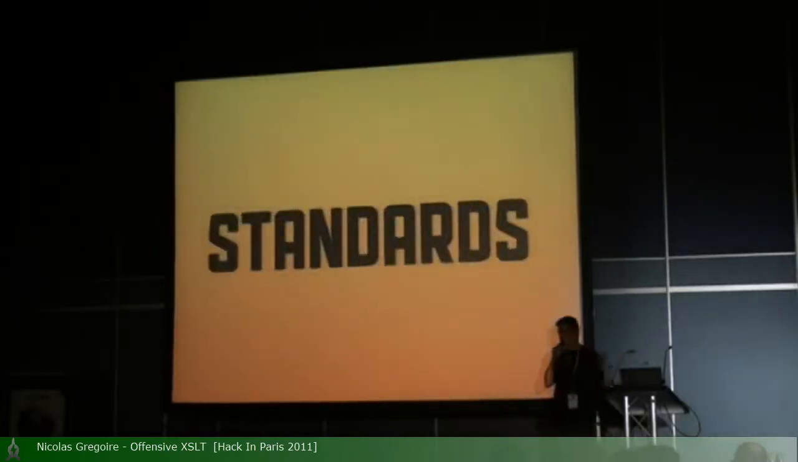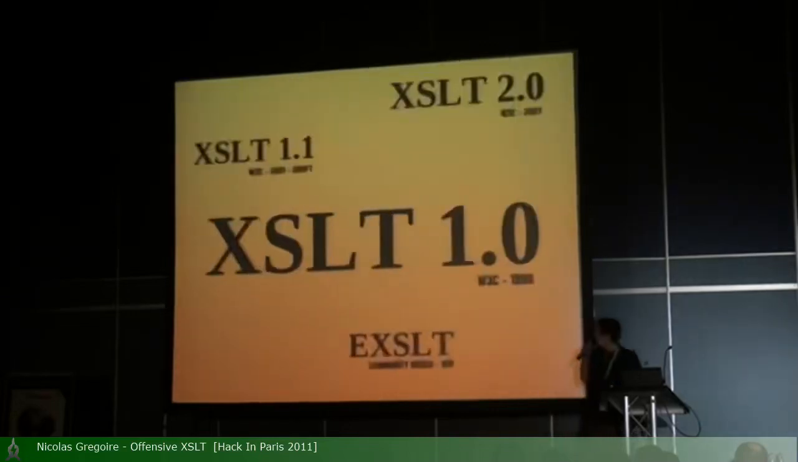So we have two kinds of features in XSLT engines. We have the features which come from the standards and the proprietary ones. So we have 4 standards which apply to XSLT. 2 true standards which are defined by W3C. One community-based effort, which is EXSLT, and a draft which never reached the standard status.